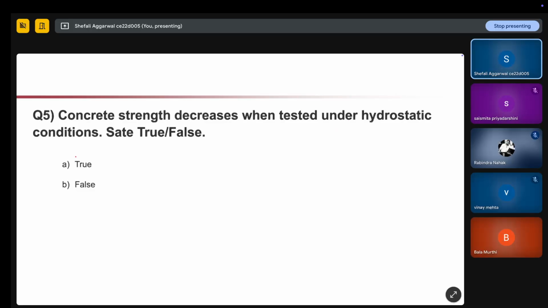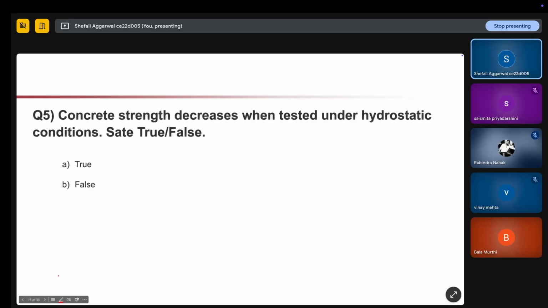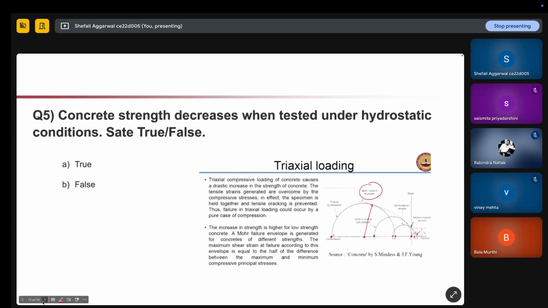Next question: silica fumes strengthen the concrete, and concrete strength decreases when tested under hydrostatic condition. True or false? So it's false actually. Under hydrostatic condition, your concrete strength will increase. Hydrostatic condition means under triaxial loading, your triaxial compressive strength. What we are doing, we are applying pressure from all three sides or all six sides. In that case, our strength is actually increasing.